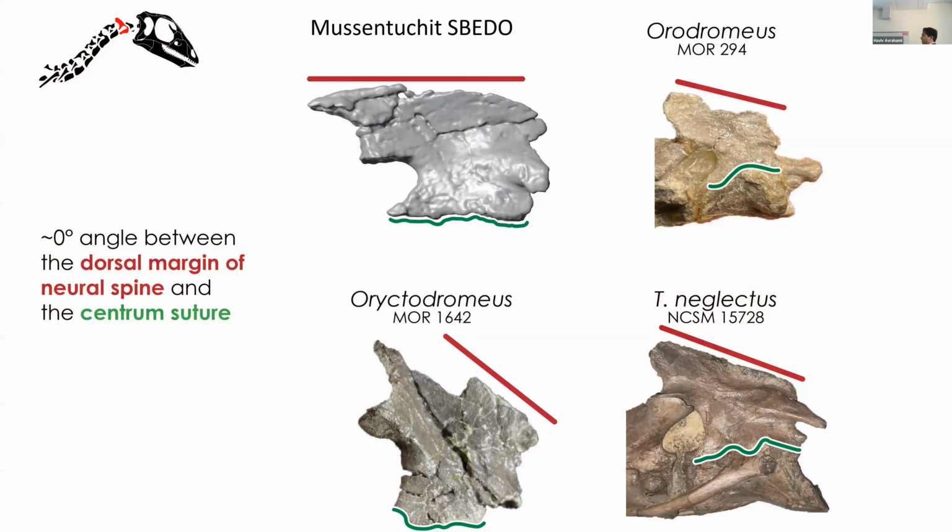This is an example of the second spinal bone in the vertebral column. This is the axis, and in the Mustn't Touch It speedo at the top left, you can see that the angle of inclination between the dorsal surface of the neural spine is in parallel with the sutural surface to the centrum, whereas in all other speedos, this angle is inclined.